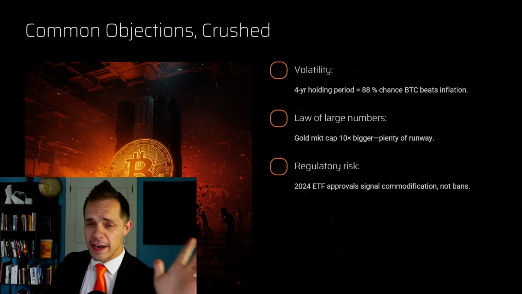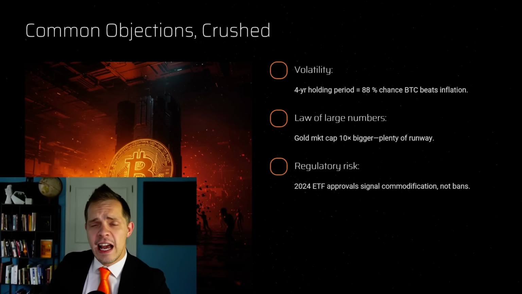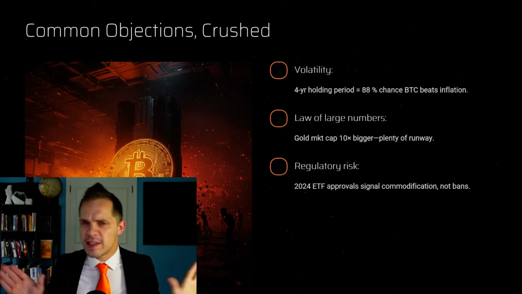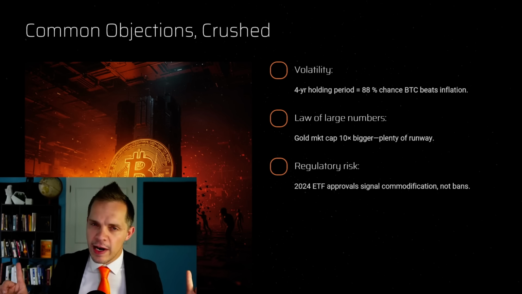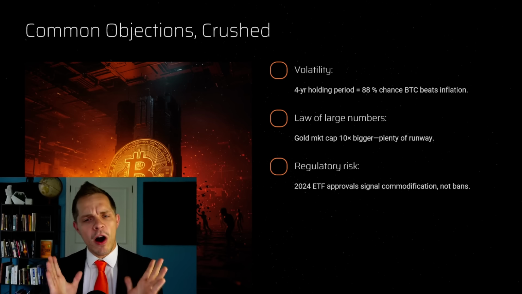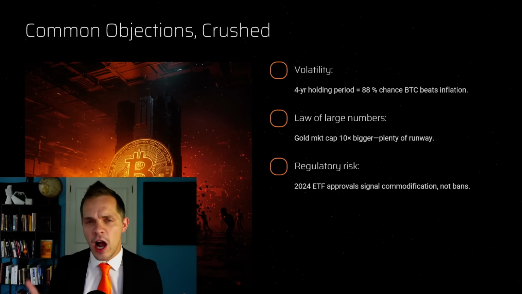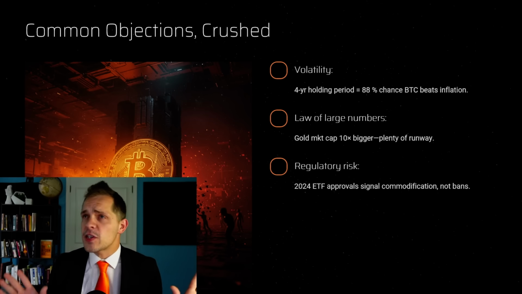Objection 3, regulators could kill it. Spot ETFs and Bitcoin reserves are here. Governments rarely outlaw revenue streams they just licensed. In short, each objection is a speed bump masquerading as a roadblock. When the data are audited, the risk that matters most is opportunity cost. Missing a compounding curve because the narrative felt uncomfortable.